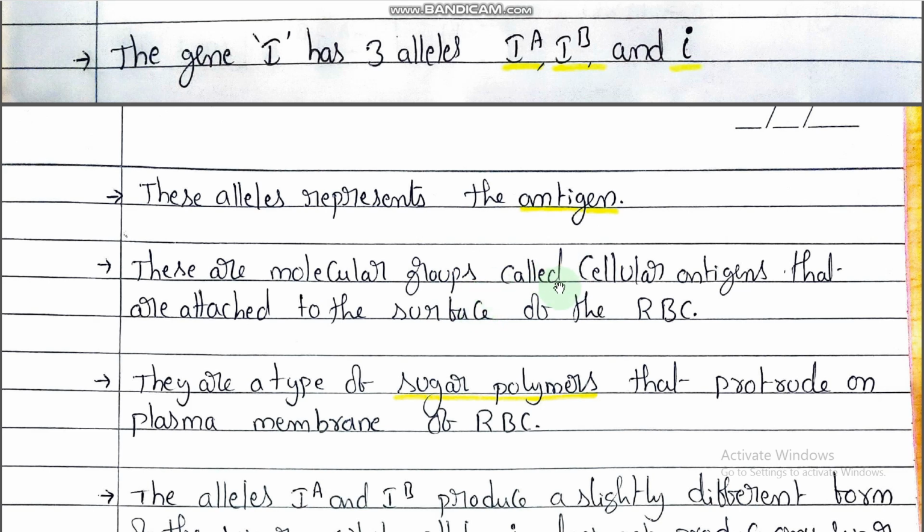Generally, in the immunology concept, what is meant by antigens? Any type of foreign body that enters the human body is considered an antigen. For example, bacteria are antigens to the human body, and viruses are antigens to the human body. But these antigens are cellular antigens. Those are natural antigens, attached to the surface of the RBC, right?